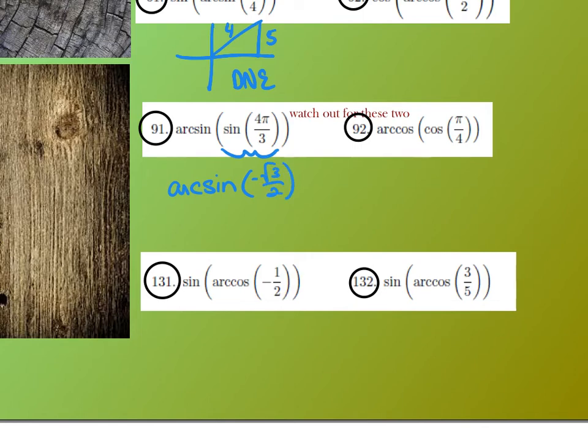Okay, so to get the sine of root 3/2, it's π/3, right? But it's negative. We have to think about doing it in quadrant 2 with a negative theta, so it's going to be negative π/3.